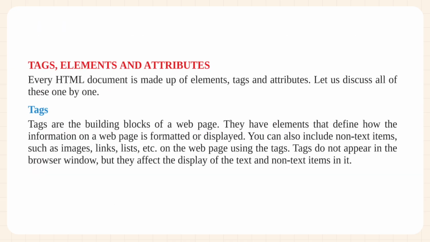Tags, elements and attributes. Every HTML document is made up of elements, tags and attributes. Let us discuss all of these one by one. Tags. Tags are the building blocks of a web page. They have elements that define how the information on a web page is formatted or displayed. You can also include non-text items such as images, links, lists, etc. on the web page using the tags.